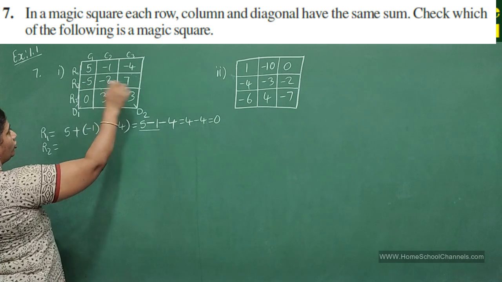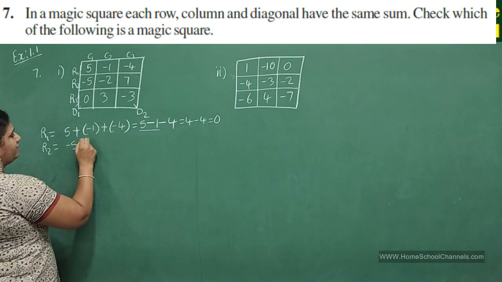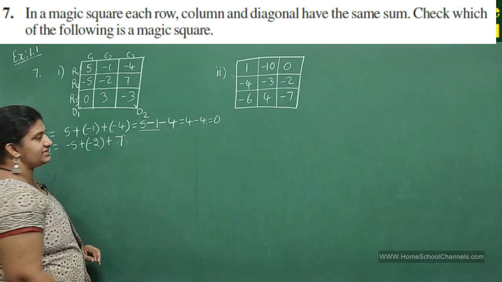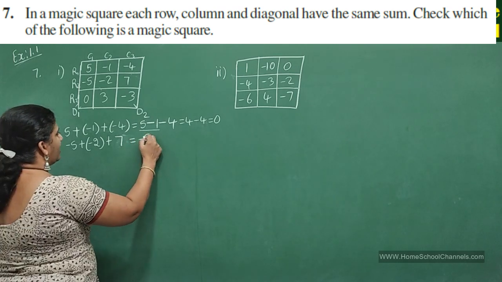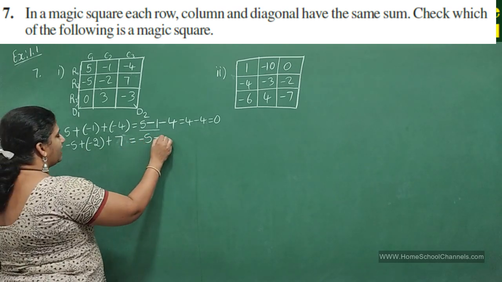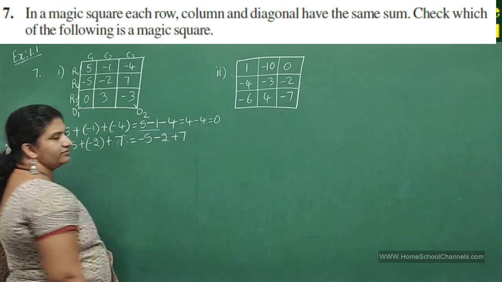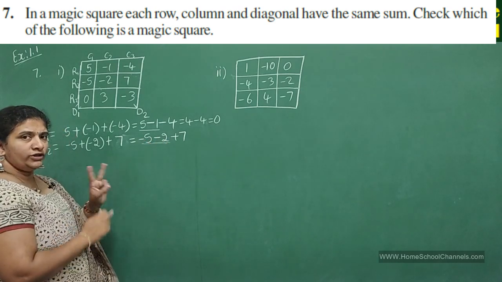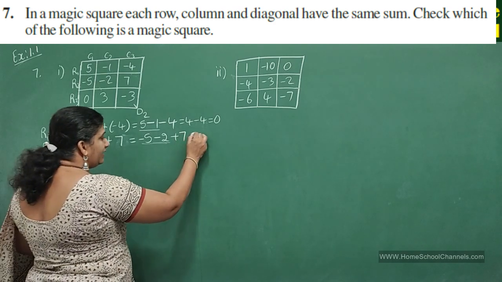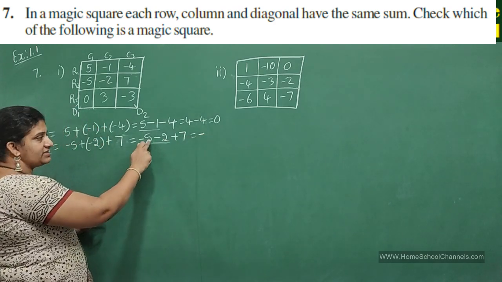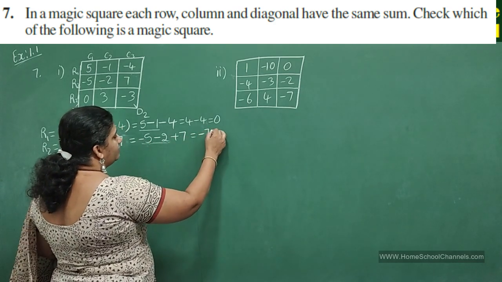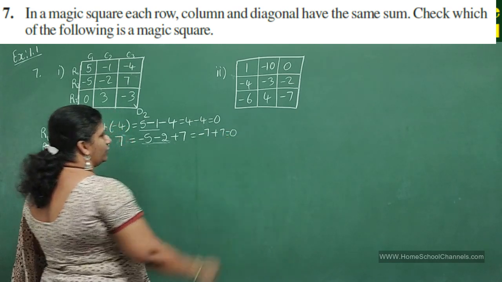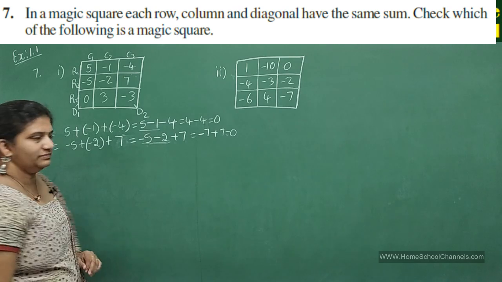R2. Row 2, let us add minus 5 plus of minus 2. 7 is a positive value. Directly I say plus 7, is equal to minus 5 plus into minus, minus 2 plus 7. Okay. Now minus 5 minus 2. Try to do this one. If both are negative, what we need to do? Take the negative sign and add the two numbers. 5 plus 2 will be 7. And the third number plus 7. 7 minus 7 will be 0. Both we got the same answer.